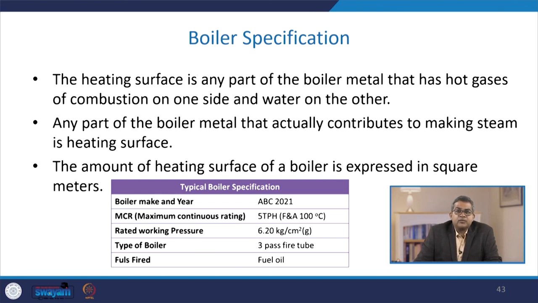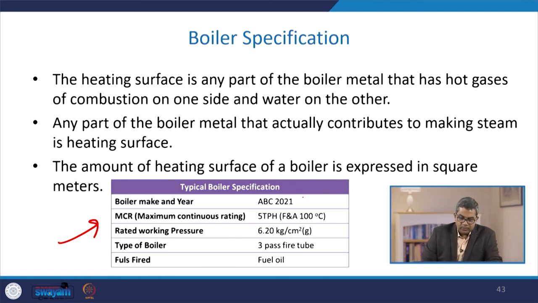Now, let us talk about some boiler specifications. The heating surface is any part of the boiler metal that has hot gas of combustion on one side and water on the other side. Any part of the boiler metal that actually contributes to making steam is heating surface. The amount of heating surface of the boiler is expressed in square meters.